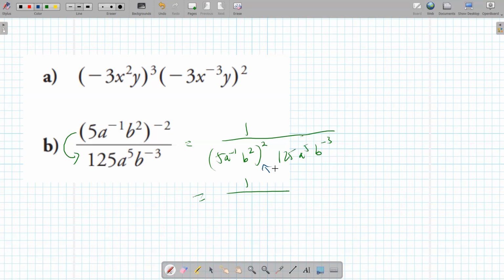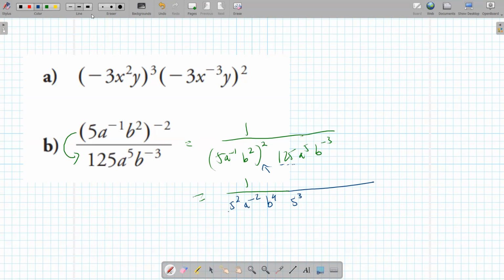5a to the power of -2, and then b to the power of 4. Good, but not good enough. The 2 also applies to the 5, right? The exponent applies to every element inside, so it's going to be 5 to the 2, a to the -2, b to the 4. And then 125, you can leave it as it is, but I would rewrite it as 5 cubed because I already have a 5 here.